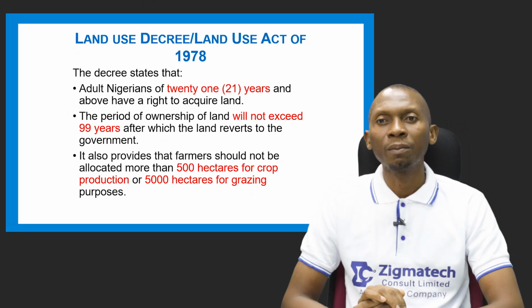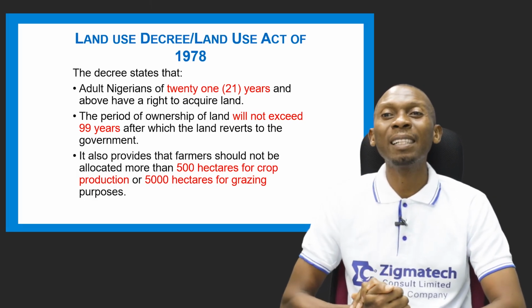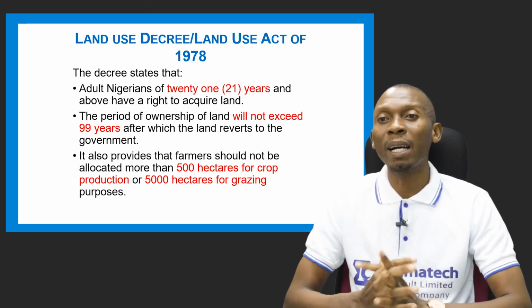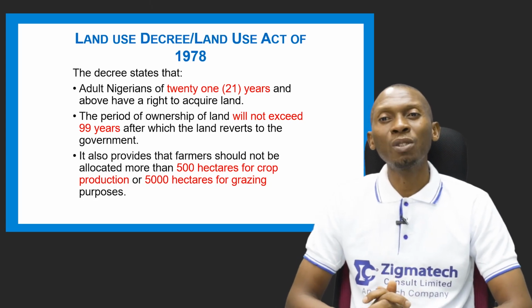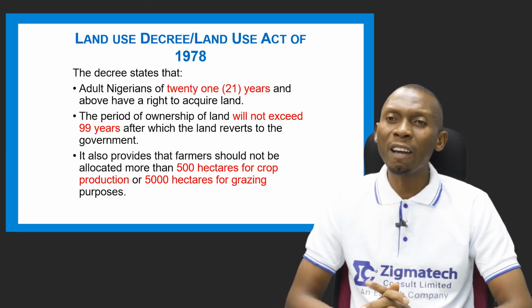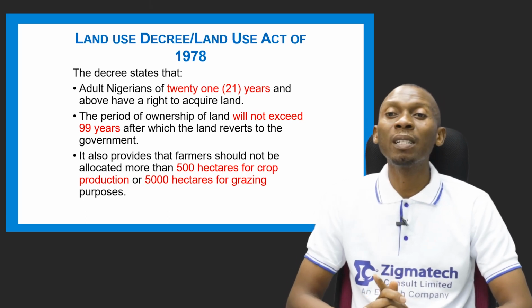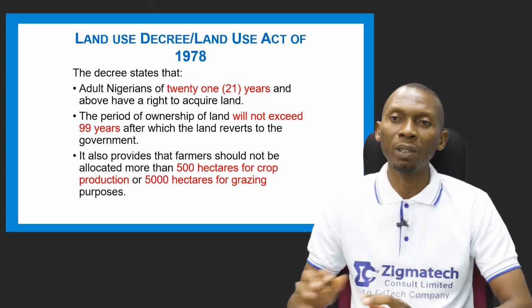acquire land. And also, the period of ownership of land will not exceed 99 years. So after 99 years, the land will revert back to the government. And it also states that farmers should not be allocated more than 500 hectares for crop production or 5,000 hectares for grazing purposes. That's for animals: cattle, sheep, goats, grazing purposes.